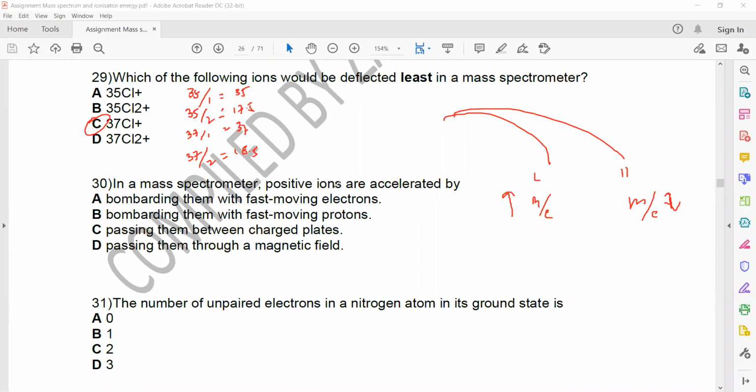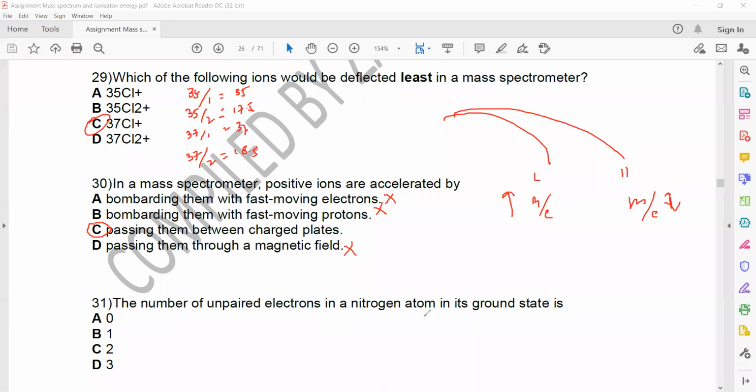In a mass spectrometer, positive ions are accelerated. How do we accelerate the positive ion? By applying an electric field, passing them between the charged plates. By bombarding with fast moving electrons, that causes ionization. And passing through a magnetic field, that causes a deflection.